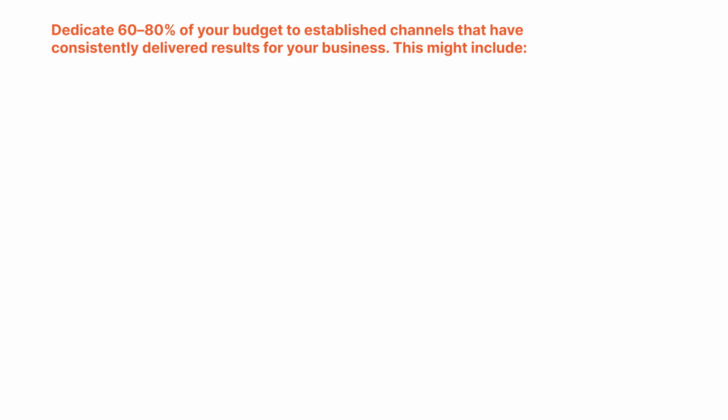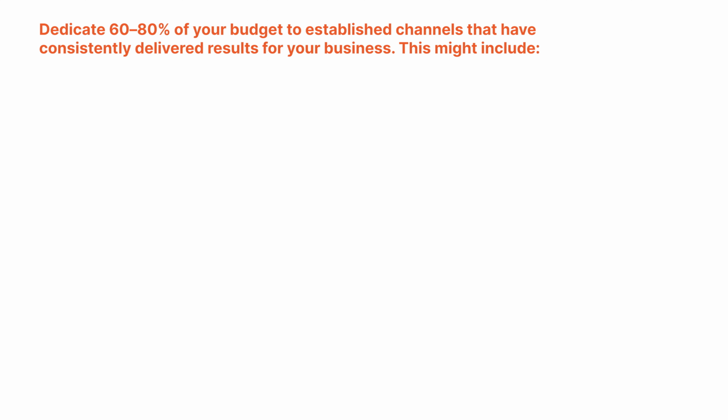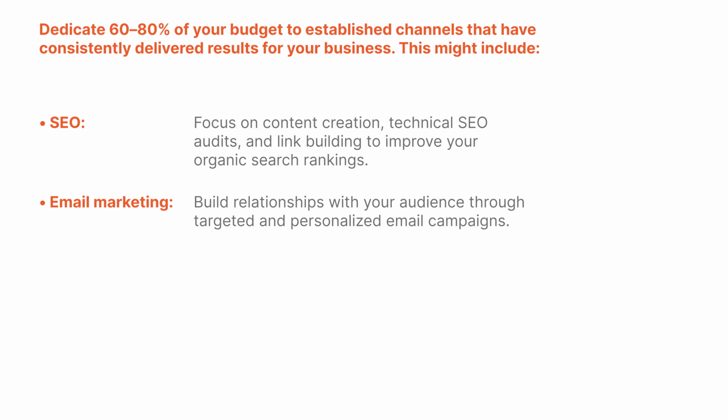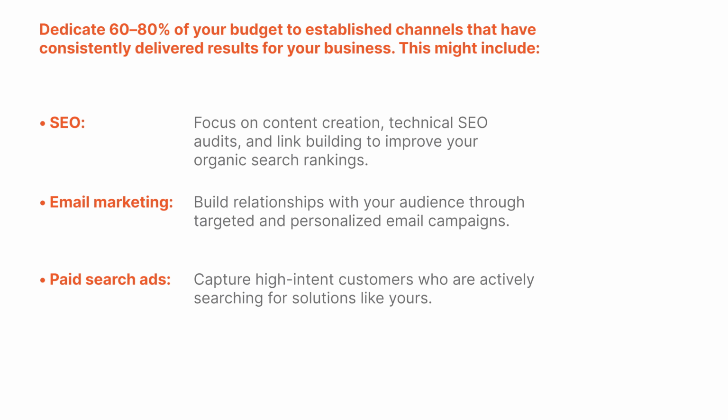Now that you know your total budget, it's time to decide how to divide it across your marketing channels. Start with your proven strategies. Perhaps dedicate 60 to 80% of your budget to established channels that have consistently delivered results for your business. This might include SEO, focus on content creation, technical SEO audits, and link building to improve your organic search rankings. Email marketing, build relationships with your audience through targeted, personalized email campaigns, and paid search ads. Capture high-intent customers who are actively searching for solutions like yours.